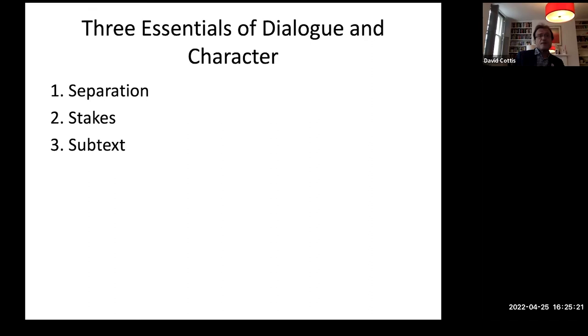So number one, separation. Number two, stakes. What's at stake? This is the thing that you will find script editors say a great deal when they look at scripts. They'll say, what's at stake in this scene? I said before that dramatic characters tend to be people who want something. The question is, what do they want and what will happen if they don't get it?